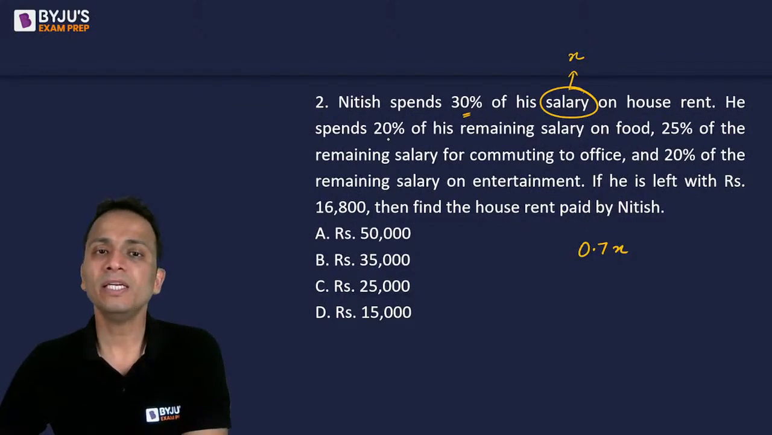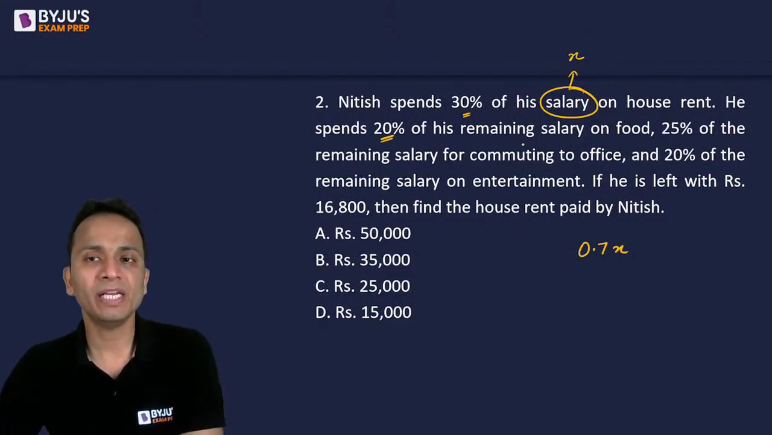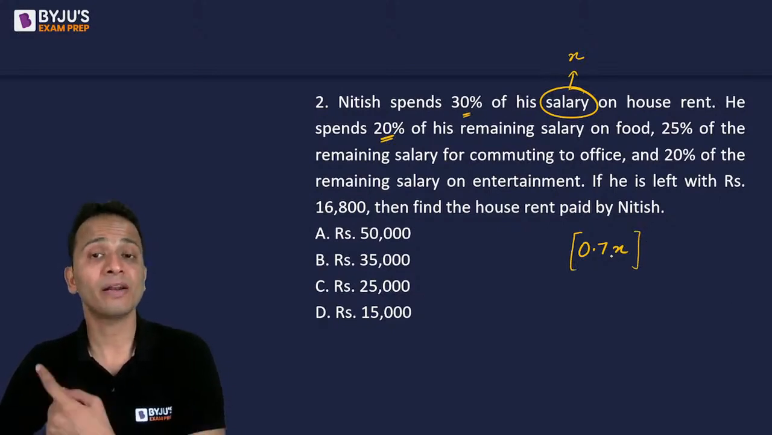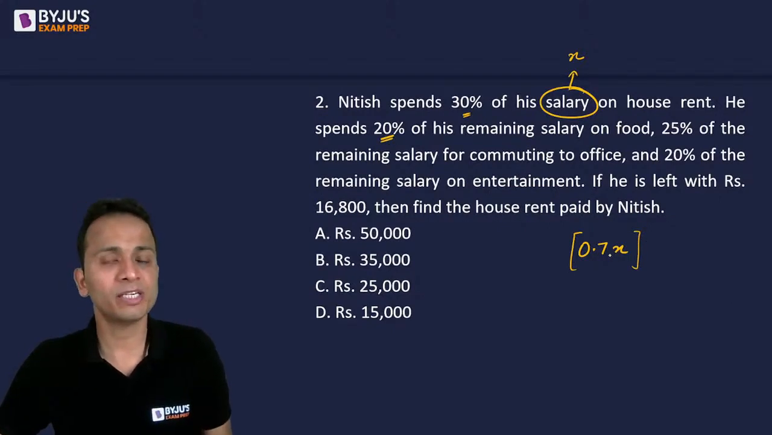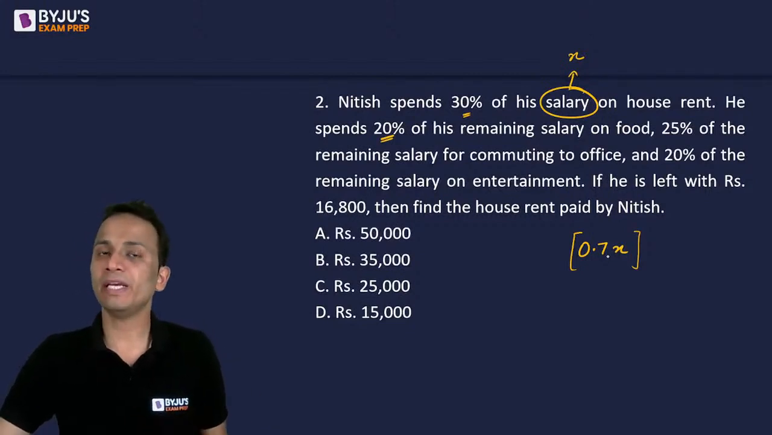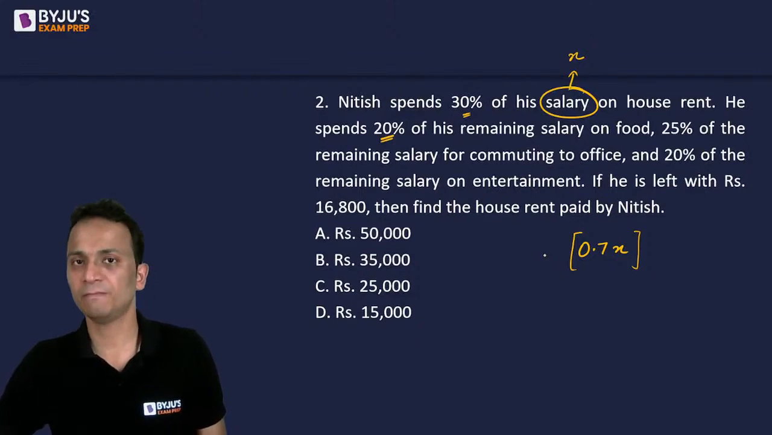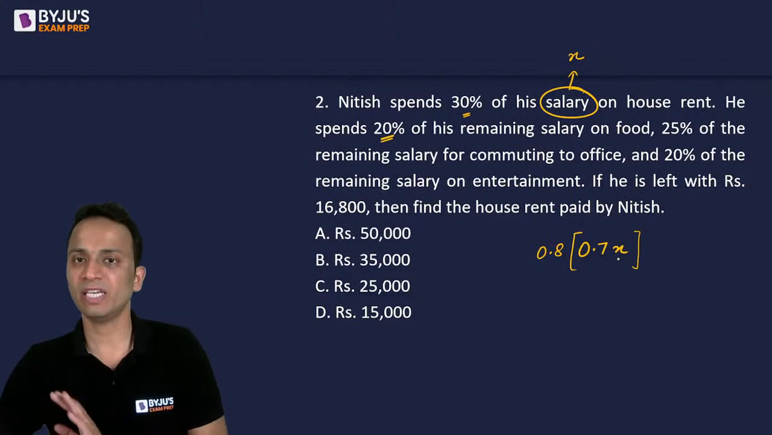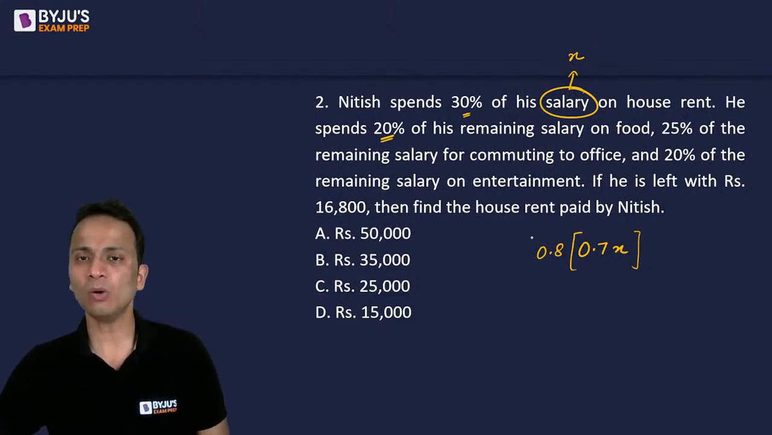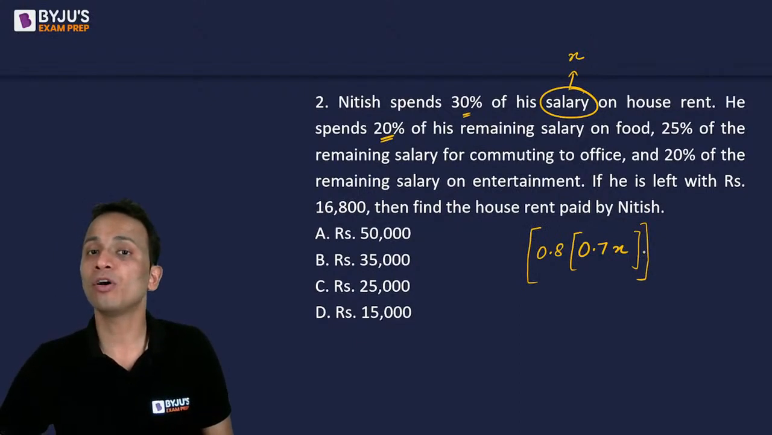Then he spends 20% of the remaining salary on food. So after spending on food, whatever the remaining salary earlier was, अभी उसने 20% spend कर दिया है. So if he has spent 20% of the remaining, he'll be left with 80% of the remaining, and it can be written as 0.8. Right, 80% of the remaining, so 80% of 0.7x. Now once again, this is the remaining salary after spending on food.